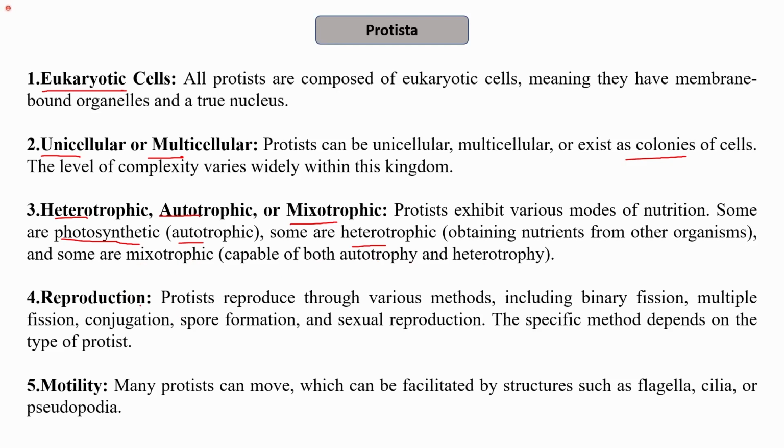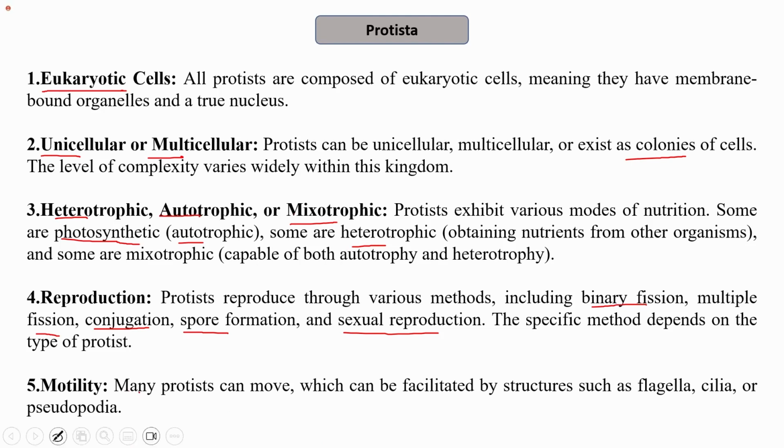The next is reproduction. Protists reproduce through various methods. We see that in case of bacteria, the most common method was asexual reproduction, while in Protista, they reproduce through various methods, including binary fission, which is also a kind of asexual reproduction. Instead of binary fission, they may undergo multiple fission, conjugation, or spore formation, and sexual reproduction in some cases. The specific method depends on the type of protist we are talking about.